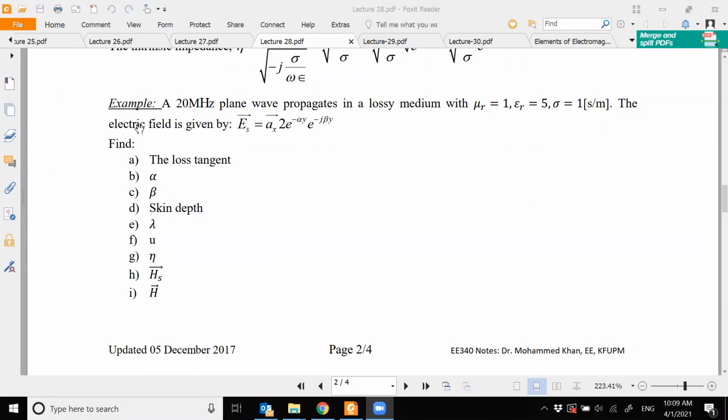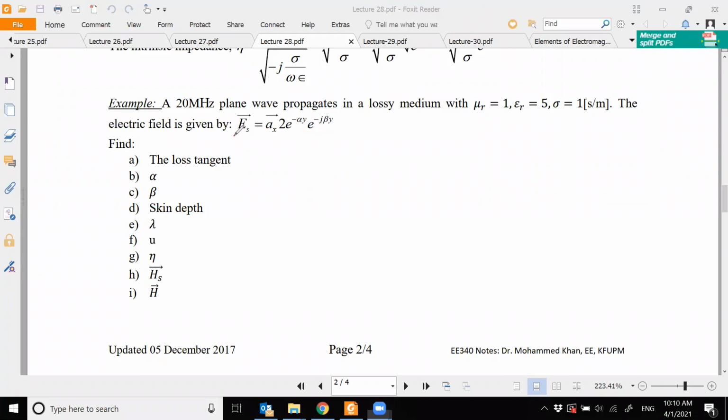Now the electric field is given in the phasor form, which is a_x 2 e power minus alpha y e power minus j beta y. Looking at the electric field, Ibrahim Al-Shamisi, can you tell me in which direction our electromagnetic wave is propagating? In the direction of a_x.